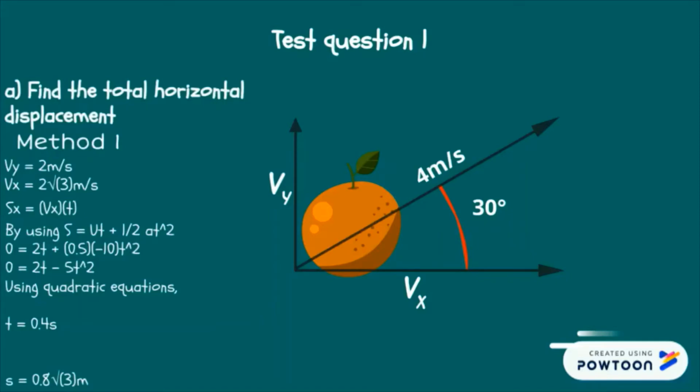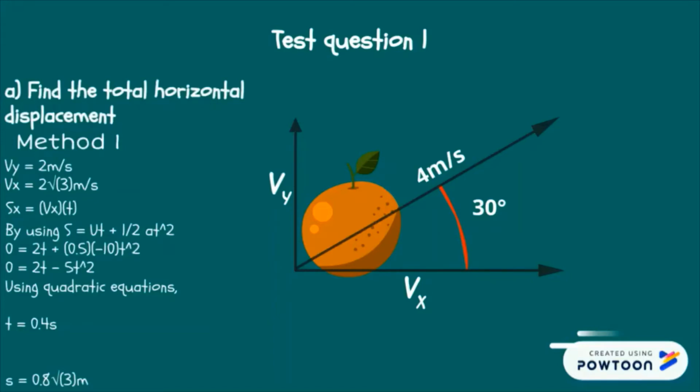And this is a quadratic equation. You can solve it however you like. For me, I prefer the easier way and just keying it into my calculator. And we get t equals 0.4. There's a negative value. However, as time cannot be negative, we just reject that answer.